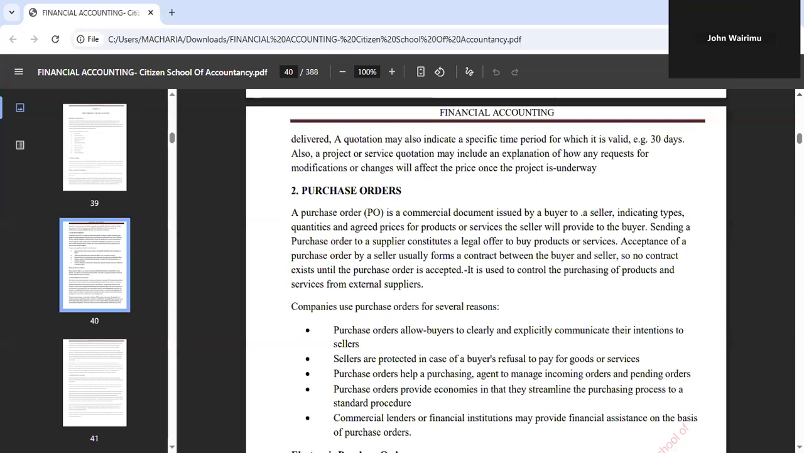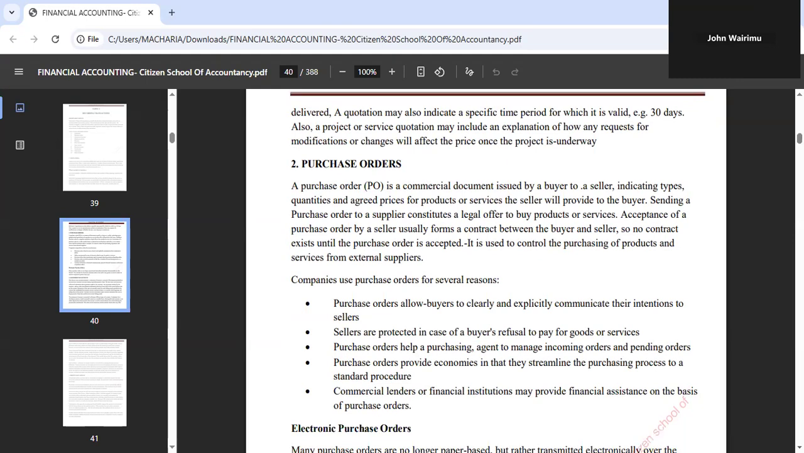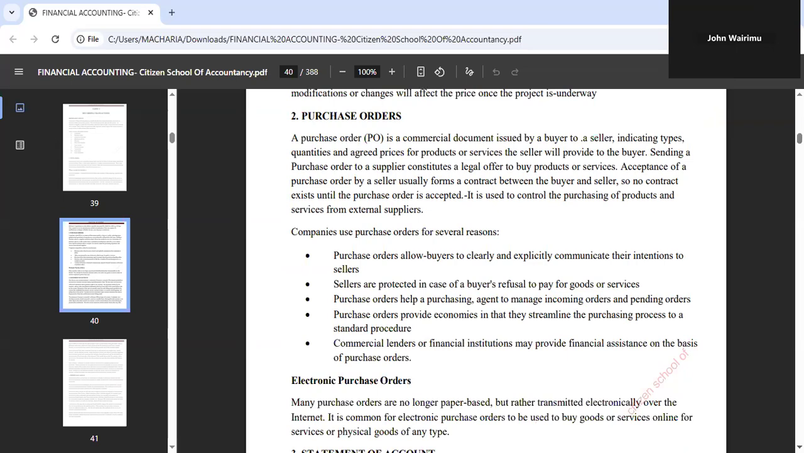So we are saying that a purchase order is a commercial document used by a buyer to a seller indicating types, quantity, and agreed price for product or services the seller will provide to the buyer. So companies use purchase orders for several reasons. We're saying the first reason is the purchase order allows buyers to clearly and explicitly communicate their intentions to the sellers. Second point, sellers are protected in case the buyer refuses to pay for goods or services.